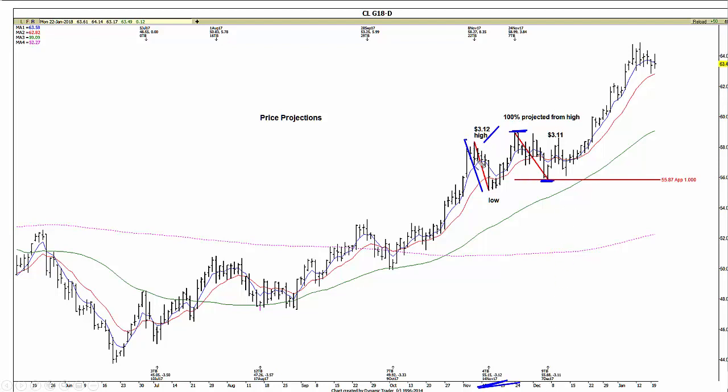So this was a decline of $3.12. This was a decline of $3.11. Okay, close enough. It hit, it held. You ended up seeing a beautiful rally from that support.